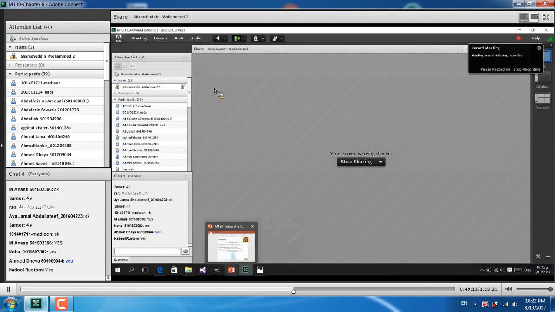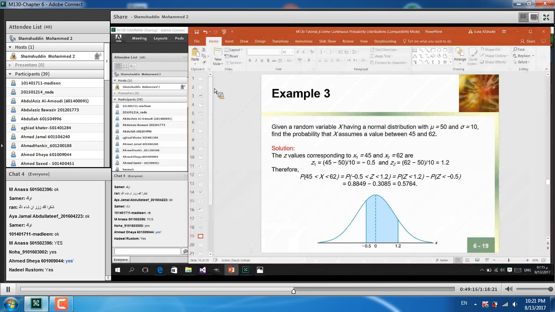In example 3 now, we have a random variable x. Notice they are using x now, they are not using z. It has a normal distribution, not the standard, not the z. It's x now, but the mu is 50. They gave me the mu, and it's not the standard. If it's the standard, the mu is 0 and the sigma is 1.